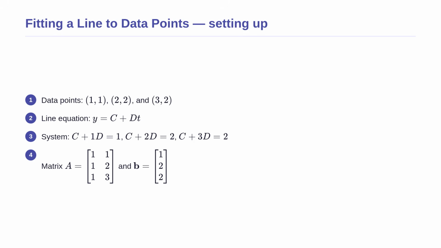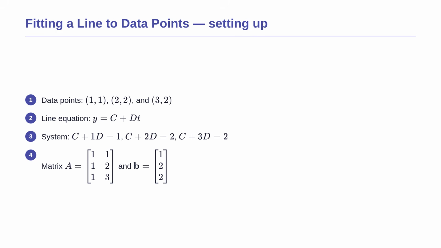Before we move on, let us see this formula in action with a concrete example. Suppose we have three data points on a graph: (1, 1), (2, 2), and (3, 2). We want to draw a straight line, y equals c plus dt, that best fits these points. If we plug these points into the line equation, we get three equations, but only two unknowns, c and d. This is an overdetermined system.